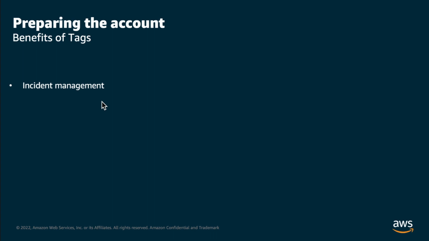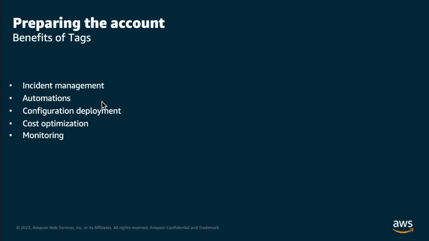That's why I'm going to talk about the benefits of tagging. AMS, as soon as we onboard an account, we have an operations integration phase in which we define the best and appropriate tags for you, because it can help you in many things, not only cost optimization. For example, it helps you in incident management, automations, configuration deployment, cost optimization, monitoring, backup, patching, compliance.